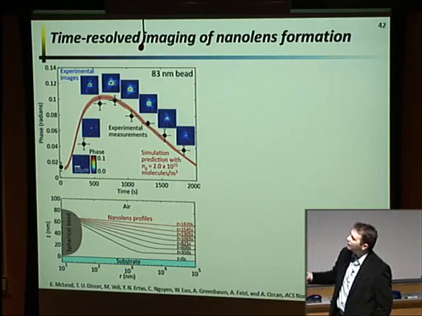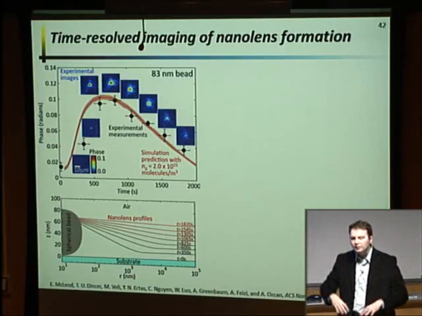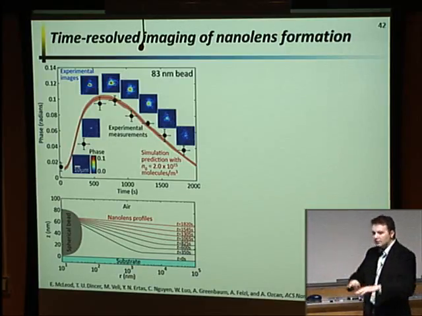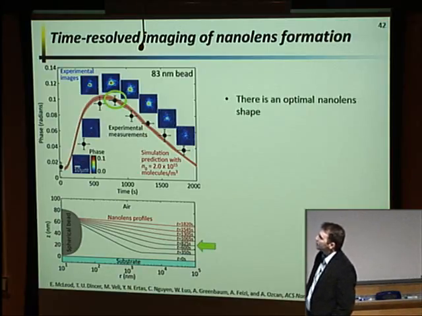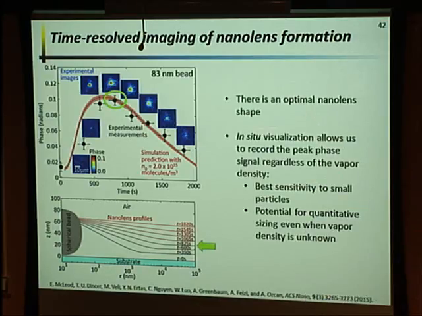The reason there's a peak here is that at late times, you're burying your particle under a layer of snow, and if there's too much PEG, then it hurts you. And so there's an optimal nanolens shape, and the fact that we can visualize in situ allows us to capture this optimal nanolens shape regardless of the vapor density.